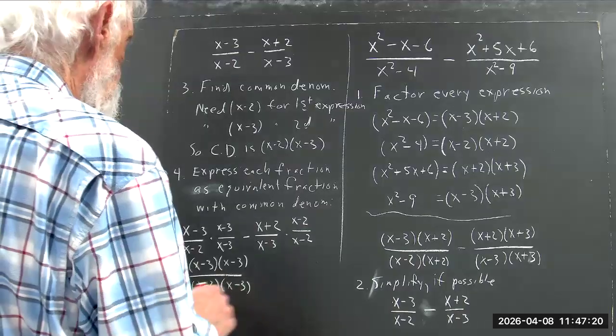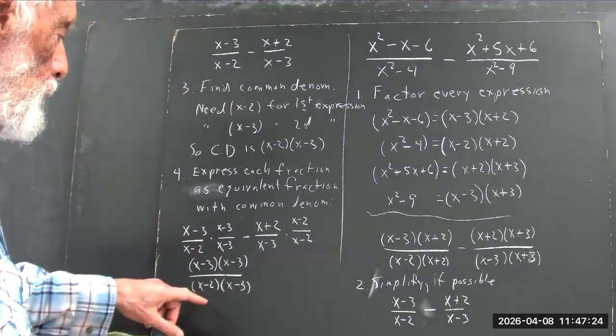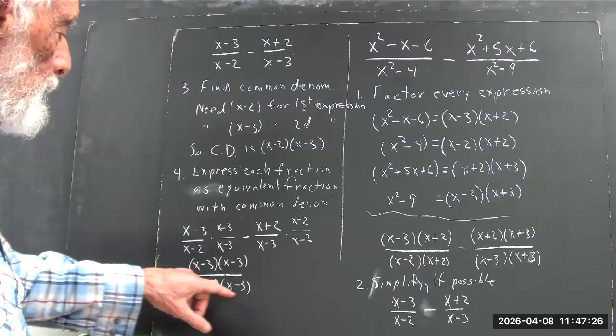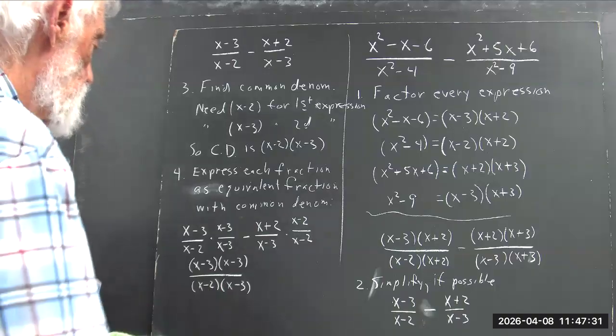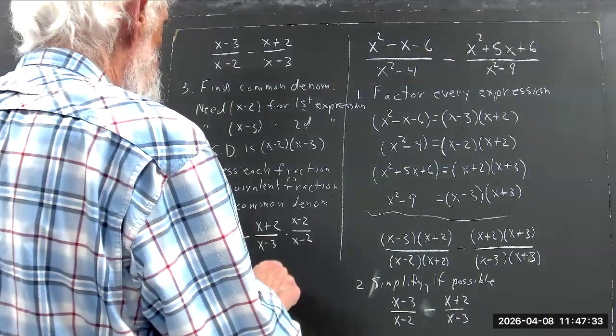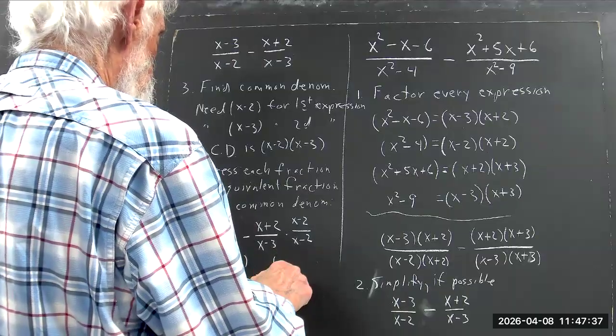multiplied by x - 3. In other words, the denominators are x - 2 and x - 3. We multiply them to get the denominator of this expression, (x - 2)(x - 3). And then we do the same with the second term.